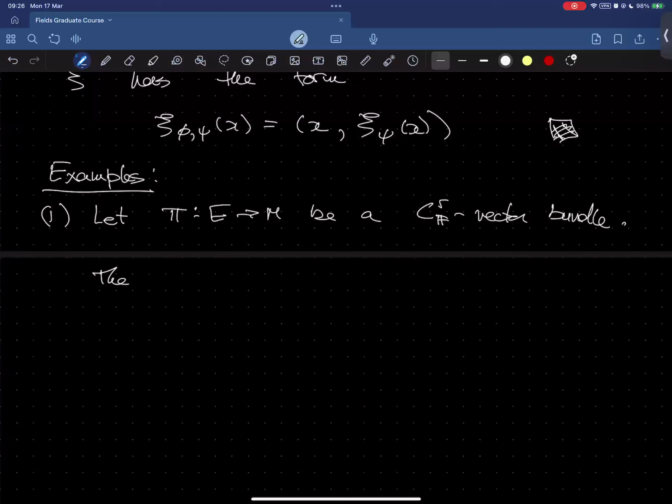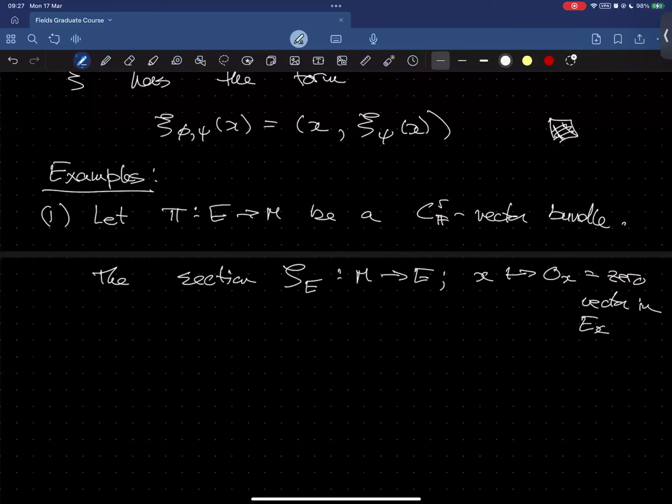So the section, let me call it zeta E. This is going to map M to E, and it's going to take a point X to the point 0x, which is the zero vector in the fiber over X. This is called the zero section.